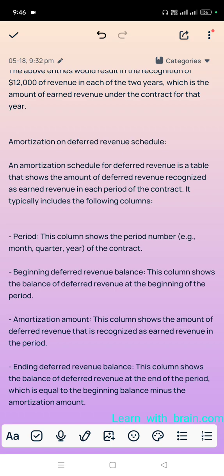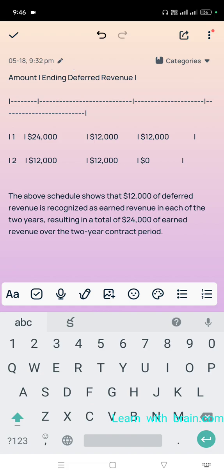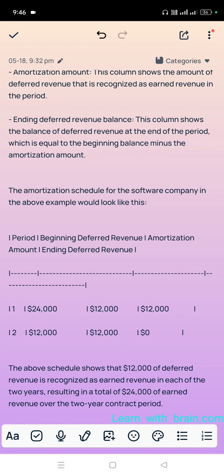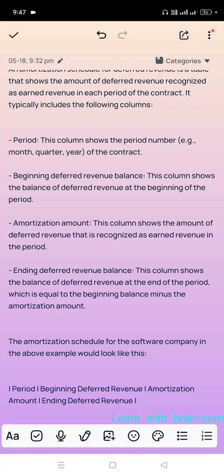So, what is the period? This column shows the period number, for example month, quarter, or year of the contract. Next column, beginning deferred revenue balance. This column shows the balance of deferred revenue at the beginning of the period. What is the beginning of the period deferred revenue? $24,000. Next, amortization amount. This column shows the amount of deferred revenue that is recognized as revenue in the period. That means first year $12,000, second year $12,000.